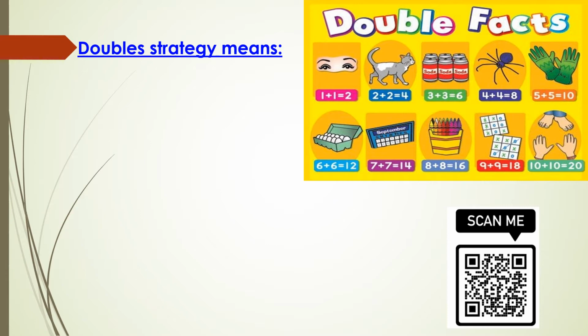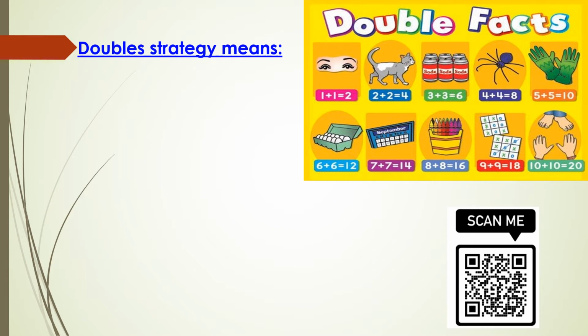The next picture, 4 gloves. Gloves have 10 fingers. 5 plus 5 equals 10. While 6 plus 6 equals 12, 7 plus 7 equals 14, 8 plus 8 equals 16, 9 plus 9 equals 18, and 10 plus 10 equals 20.